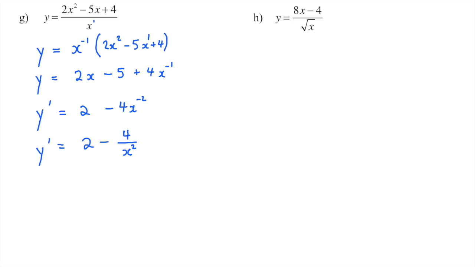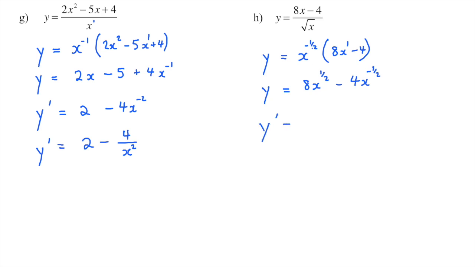H, using the same technique, we're going to write y equals, now we know the bottom of the fraction is the square root of x, and we know the square root of x is x to the power of a half. So I'm going to write it as x to the power of minus a half, and it's going to multiply to everything on the top. So when I multiply it to everything on the top, the powers of x have to be added. So I get 8. Now minus 1 added to 1 becomes x to the power of a half. Minus 4x to the power of minus a half. It's now ready to differentiate.